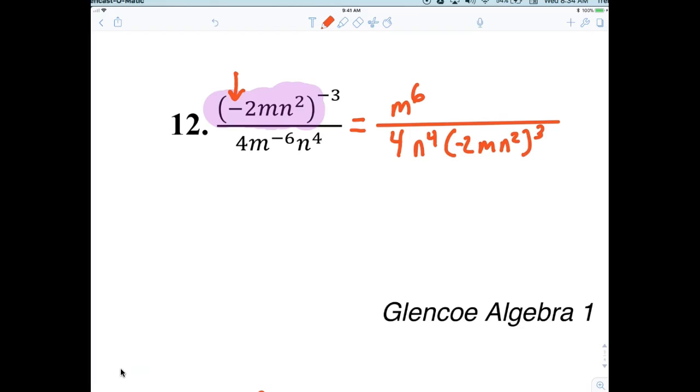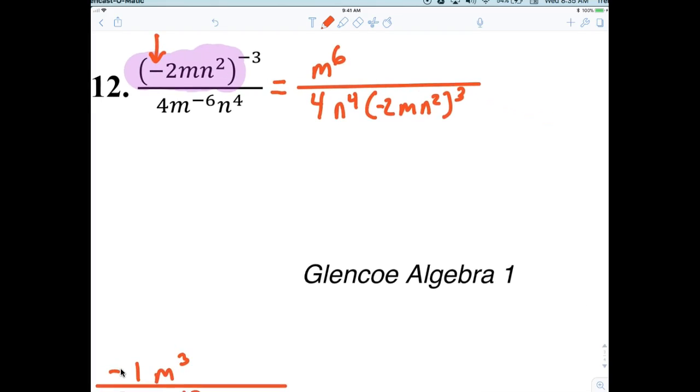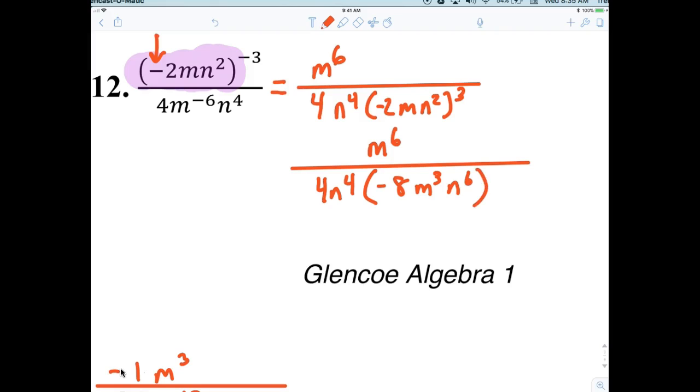Now, does anybody have any questions with that? That's how it should be done. Now we're going to simplify. So now I have m to the 6th over 4n to the 4th, 4 times negative 2 n cubed. Uh-oh, I thought it was squared, it's cubed. So that would be negative 8 m cubed n to the 6th. Sorry, I thought it was squared. It's cubed. Does everybody see why it's negative 8? Negative 2 times negative 2 times negative 2. And then power to power, the rule is multiply. Right, Connor? You good? Yeah.